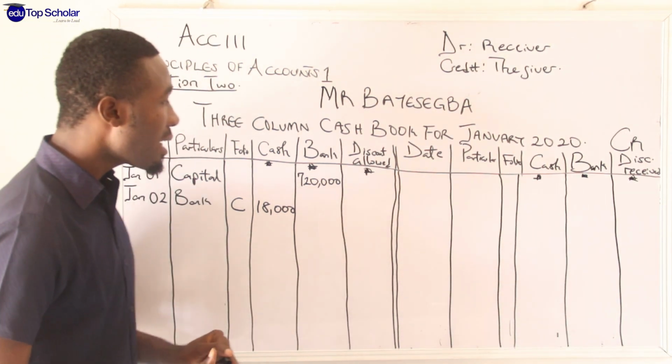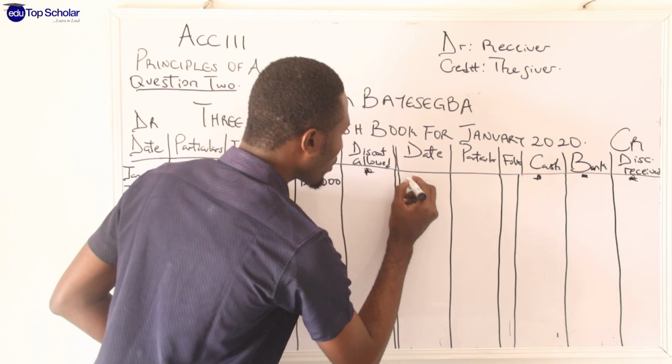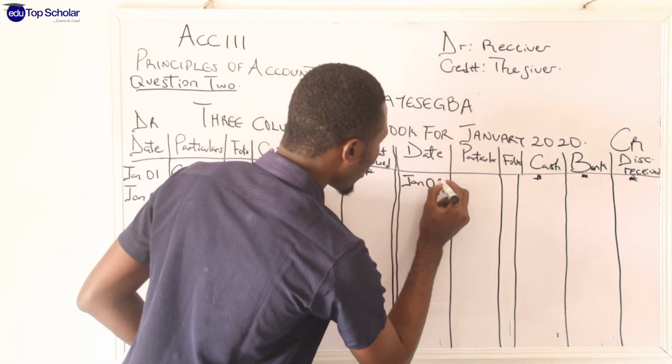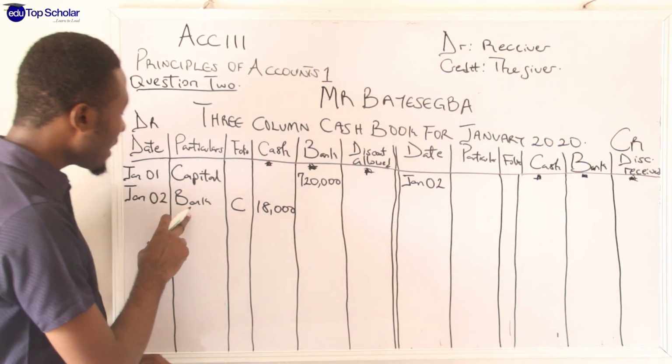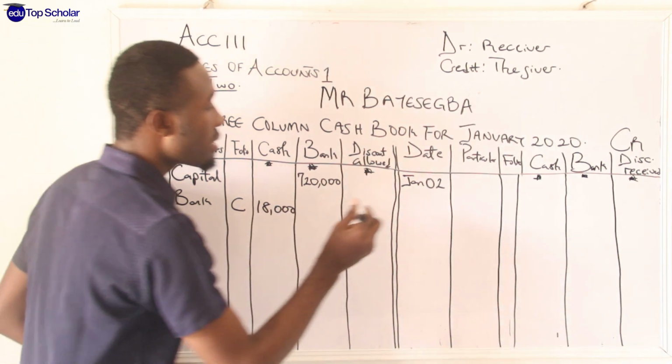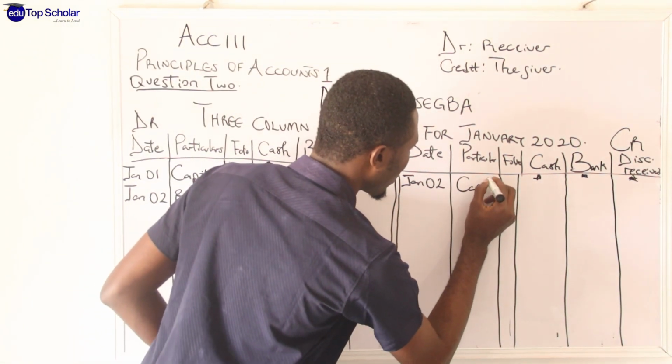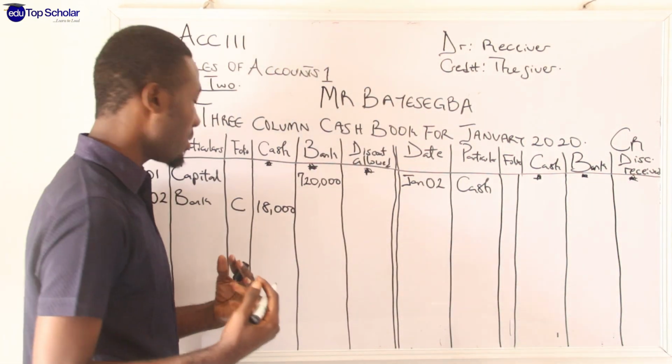So for the other side, for the other entry, you come and record it the same way, January 2. Because you have recorded here as bank, you would write it here as cash. Because the money is still retained in the business.